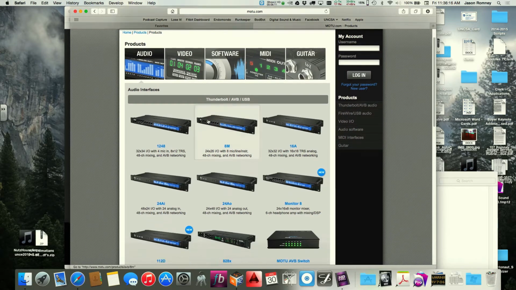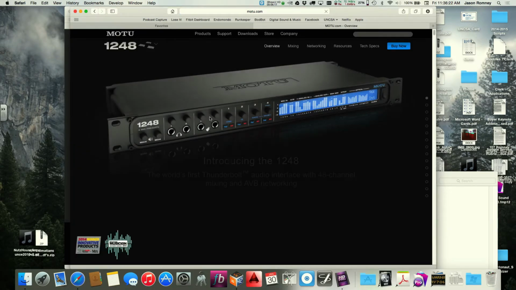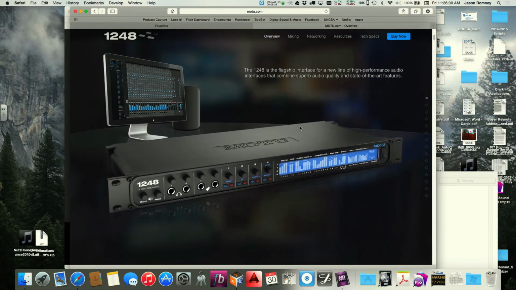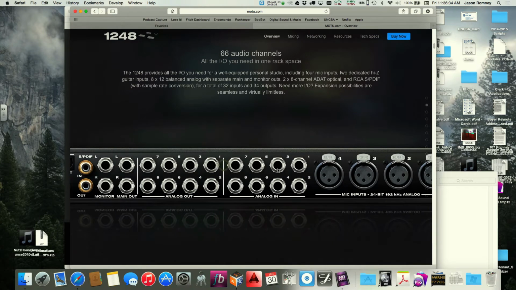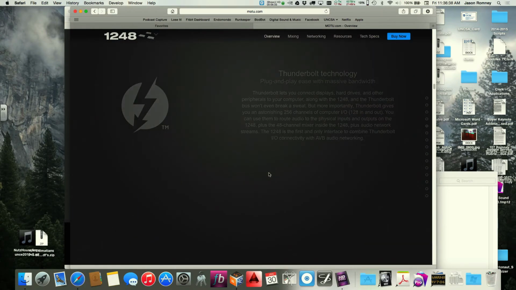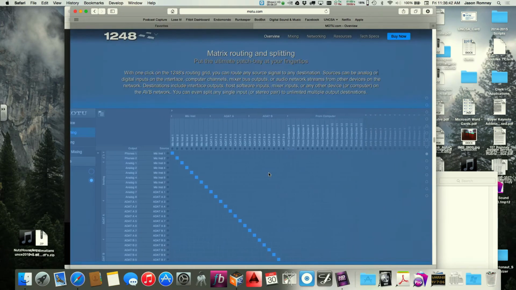Yeah, so here's their new AVB audio interface. So it's got Thunderbolt and AVB. You can use whichever one you want. Let's see if we can find a picture of the back of it. Yeah, here we go. Oh, and USB. It's like it does everything.